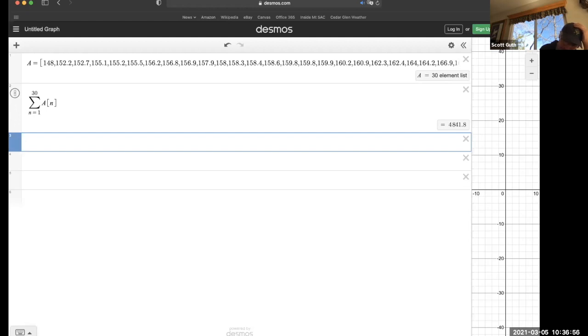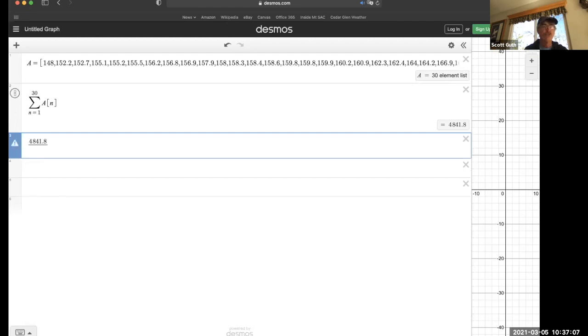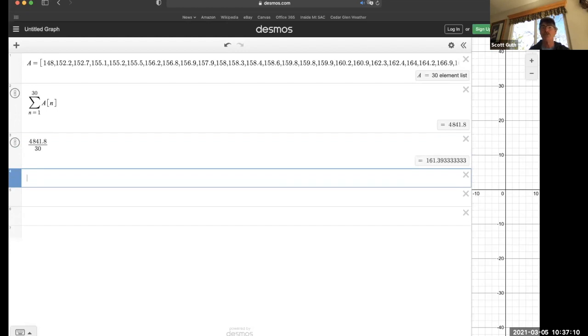And then this should be divided by 30 to get the average. So if we do 4841.8 and then just type a slash and put a 30 underneath it, then you can see the average is 161.39. Okay, and we're going to round that to 2 places after the decimal, and I'll make a note for the rounding rule on this. But as it stands right now, in my notes, let me show you what I've written.